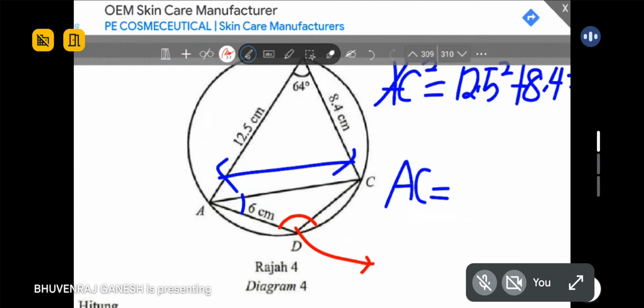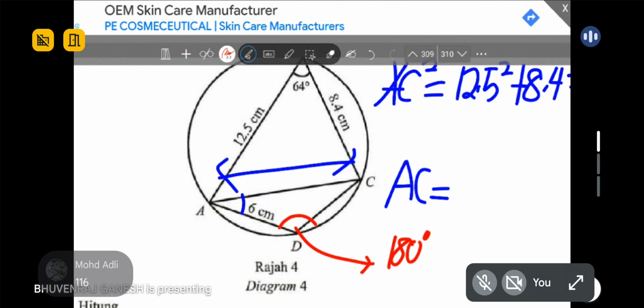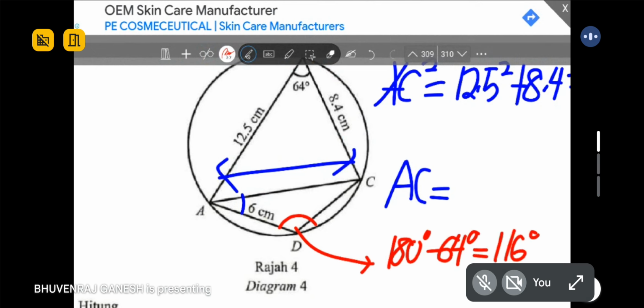Kamu kena ingat ciri-ciri yang ni, guys. You must remember this property. Yes, remember, guys, for cyclic quadrilateral, the opposite angle, the sum is always 180. Okay, jumlah sudut yang bertentangan tu 180. Okay, alright. So now you can find the angle already.